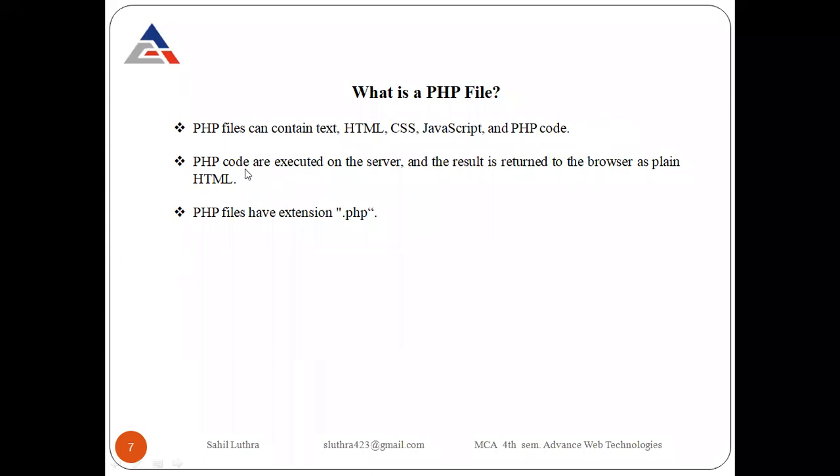After that, the next thing is PHP code is executed on the server, and the result is returned to the browser as plain HTML. I previously told you that PHP is executed on the server. It is not executed on the web browser. So there are two things. The first one is the web browser, and the second one is the web server. The basic example of a web browser is your Mozilla Firefox, Google Chrome, Internet Explorer. These are called web browsers. But what is a web server? It is basically installed on the server side.